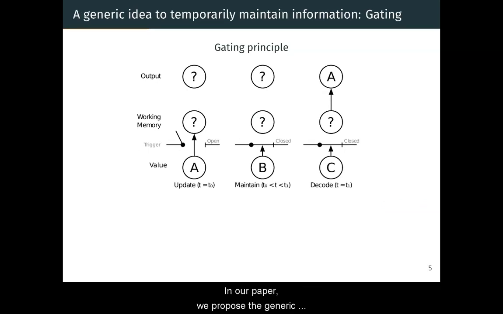In our paper, we propose the generic mechanism to be a gating mechanism. The idea of gating is the following. Imagine you have a flow of data. Imagine you have a room that contains what you remember, and imagine that the flow of data enters the room through a gate. What you want is to remember a few elements from the flow of data, and the gate is what's going to help you doing that. When the gate is open, the flow enters, and you update what you remember. When the gate is closed, the flow is blocked, and you maintain what you remember.